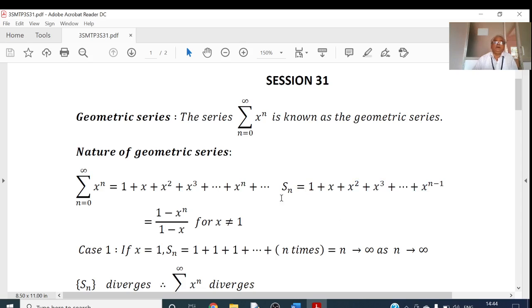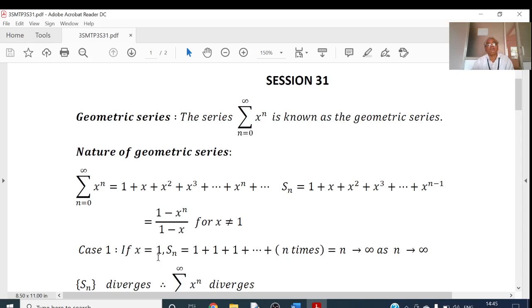Now the sum of this series is given by, here the first term is equal to 1 and the common ratio is equal to x. Then the sum is given by a into 1 minus r power of n divided by 1 minus r. Here r means x, and a equal to 1. Therefore this sum Sn is equal to 1 minus x power of n divided by 1 minus x. This is for x not equal to 1, because if x equal to 1, then this is not defined.